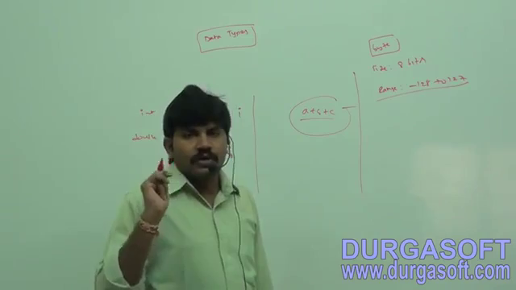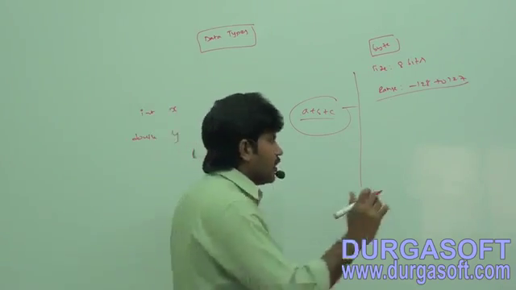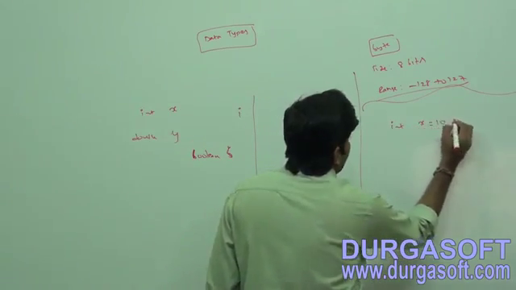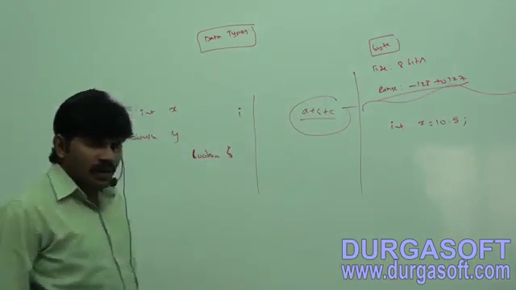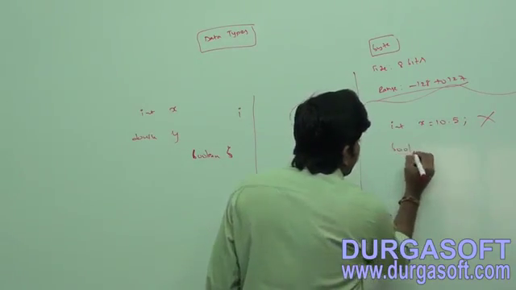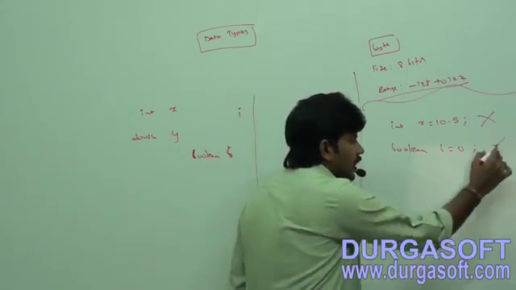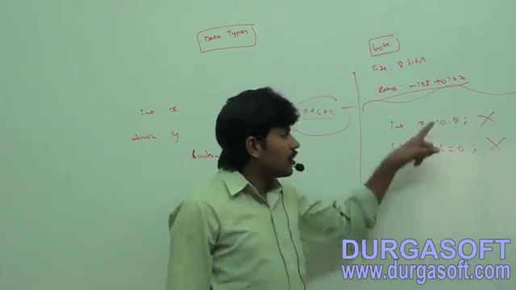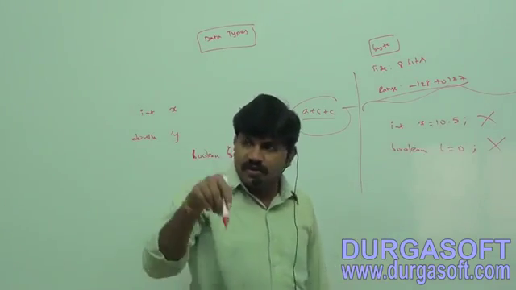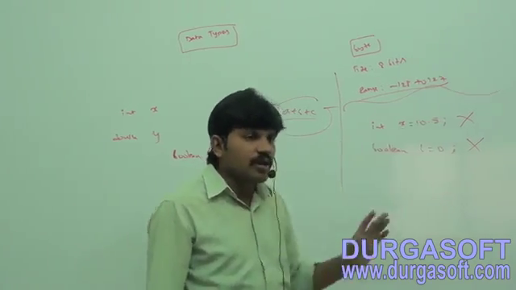Moreover, each and every assignment should be checked by the compiler for type compatibility. Best example: int X is equal to 10.5. Valid or invalid? Invalid. Boolean B is equal to 0. Valid or invalid? Invalid, right? But unfortunately, both are valid in the C language and other old languages. In Java, both are not valid.